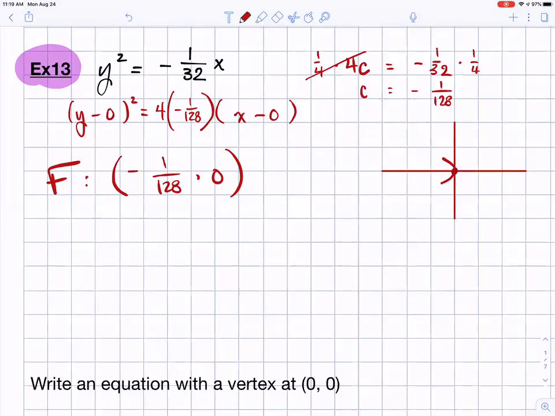Okay, so now let's take that a step further. You're asked for the directrix. So what am I going to write down? X equals 1 over 128, because it's going to the right. It's going in the positive direction. Okay, what was the third thing I was asked for? The axis of symmetry.